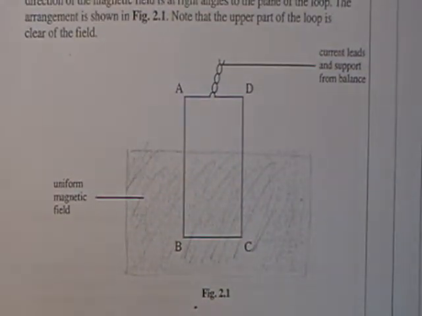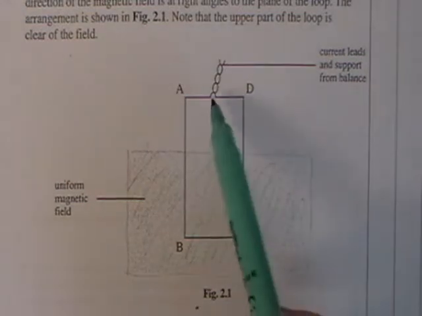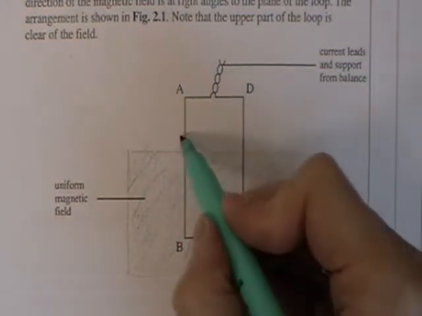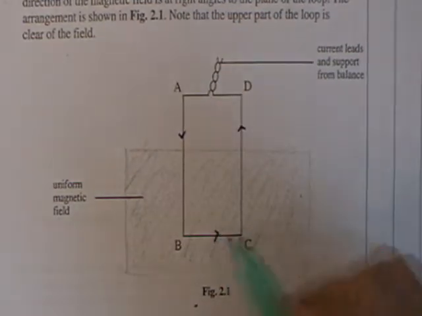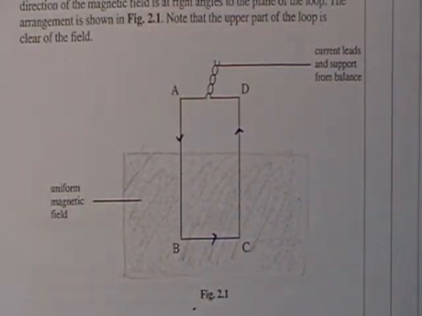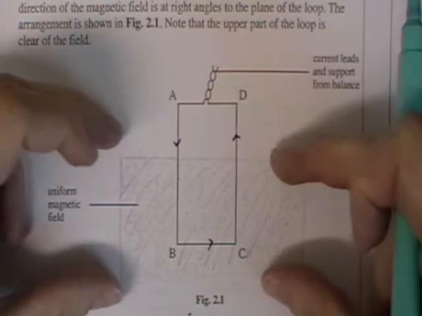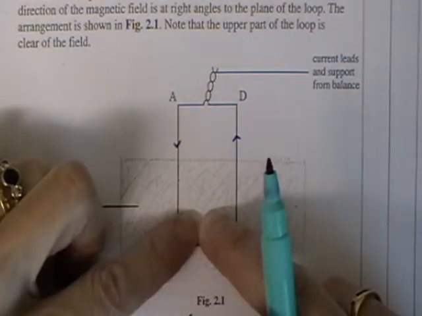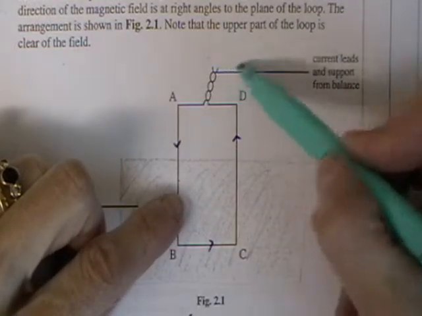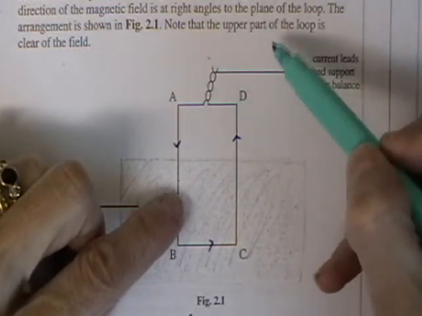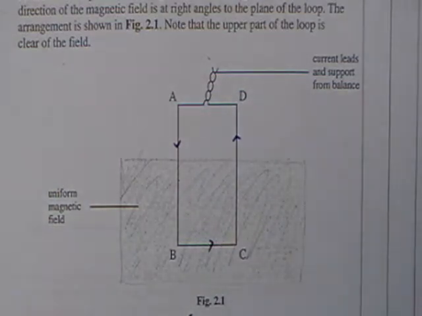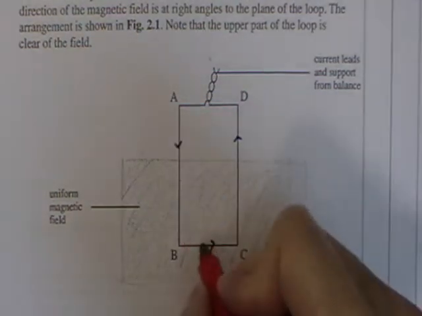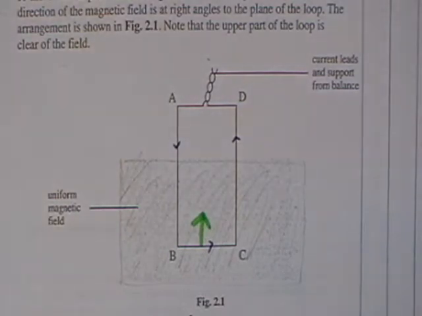When a current passes through the loop in direction A, B, C, D, the balance reading gets less. Explain why the balance reading is less when there's a current in the loop in this direction than when there's not. Now that means that this magnetic field is producing a force on this and it's pushing it up. And when it pushes it up, then the reading on the balance gets less. So I'm going to put in a green arrow, just to show that the coil is being forced up.